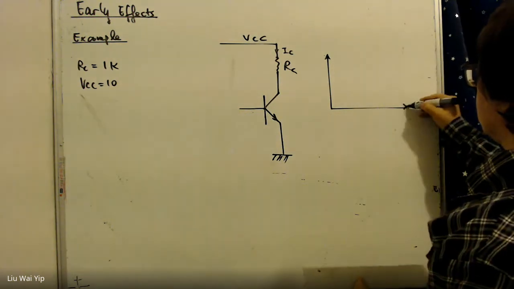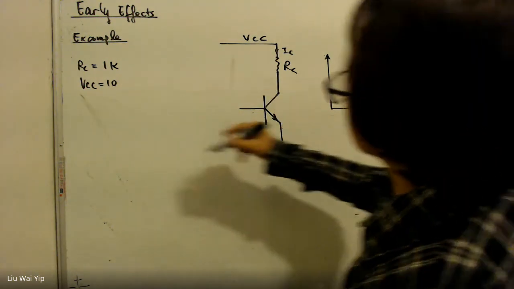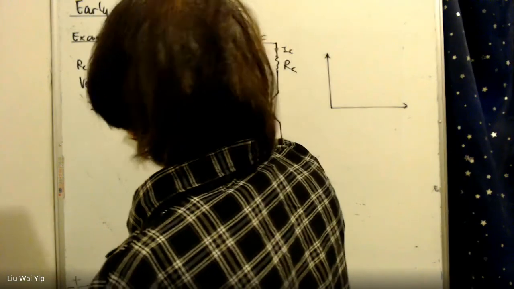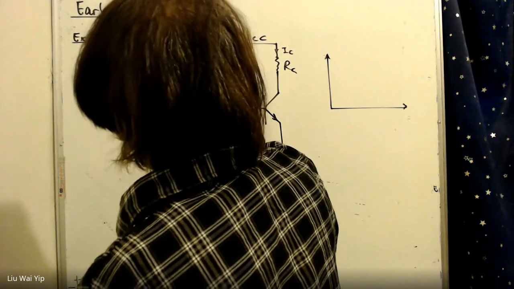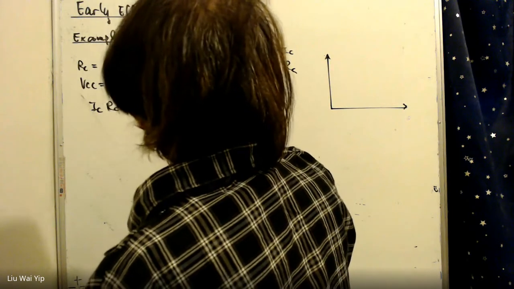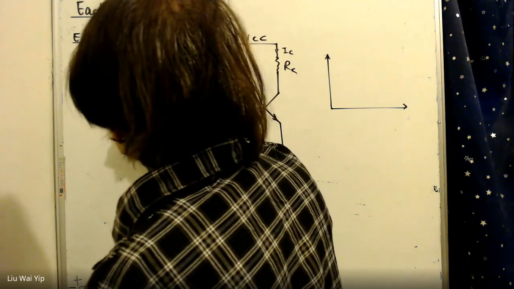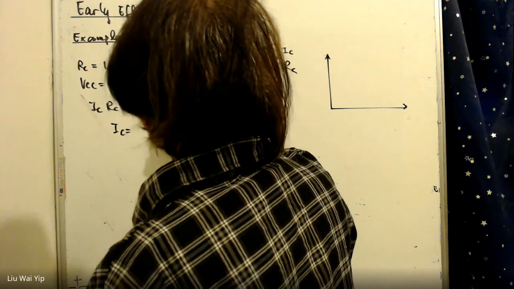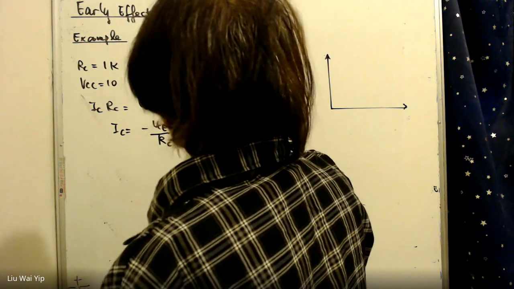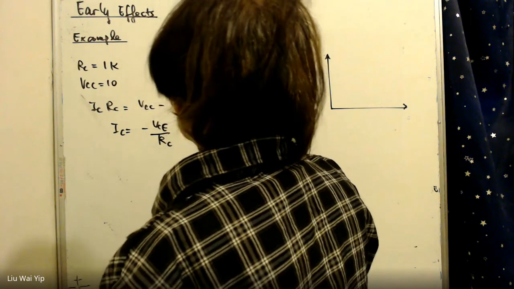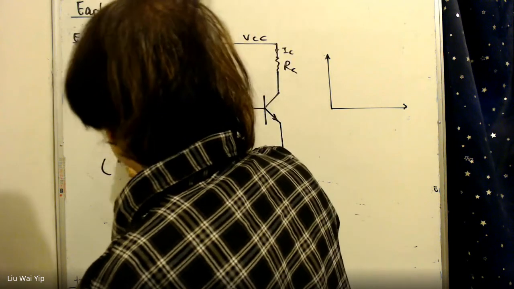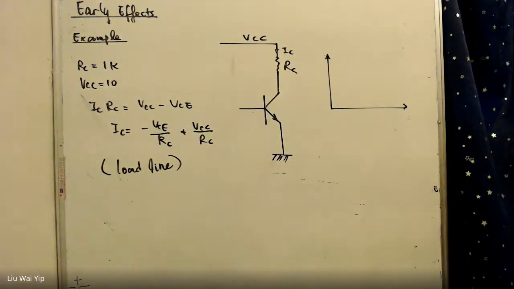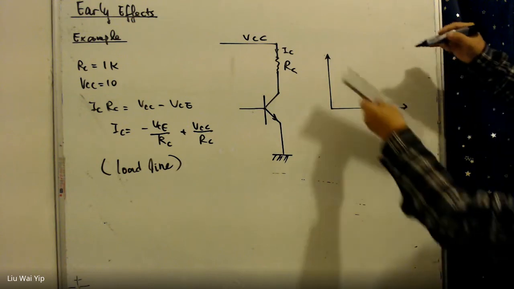So if we plot the equation here, IC RC is equal to VCC minus VCE. So IC is equal to VCC minus VCE divided by RC. This is the so-called load line. Based on this load line, we can find the x-intercept and y-intercept.